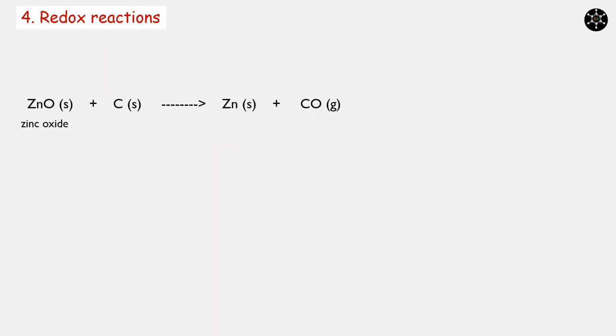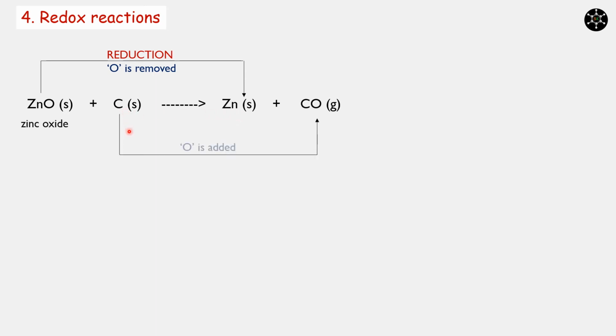Another example: zinc oxide solid reacting with carbon solid, giving zinc solid plus carbon monoxide gas. In this reaction, for zinc oxide to become zinc, we have to remove oxygen from zinc oxide. So, zinc oxide should undergo reduction to get converted into zinc solid. In the same manner, for carbon to become carbon monoxide, we should add oxygen to carbon. So, carbon should undergo oxidation to get converted into carbon monoxide.